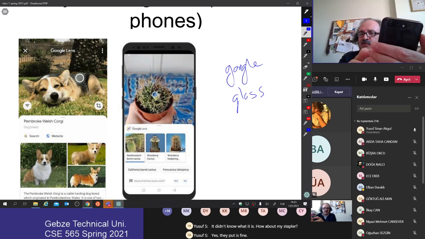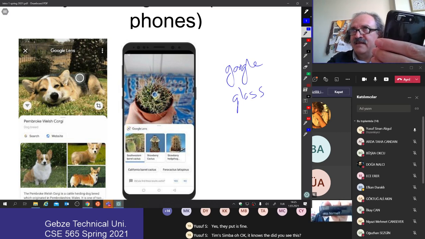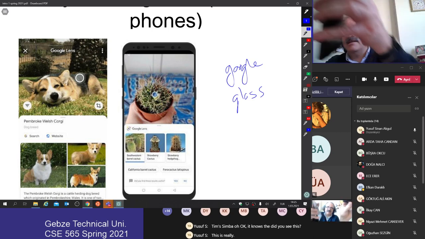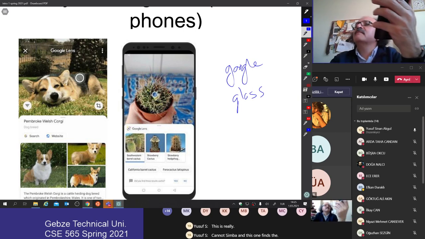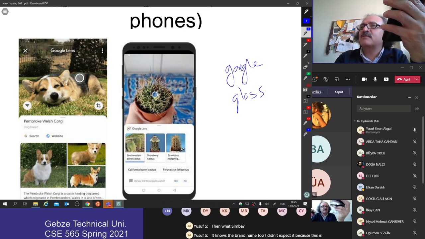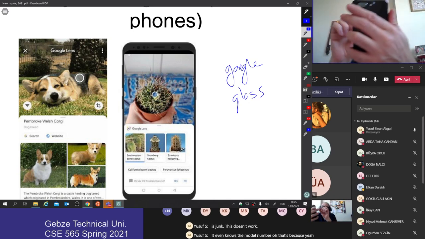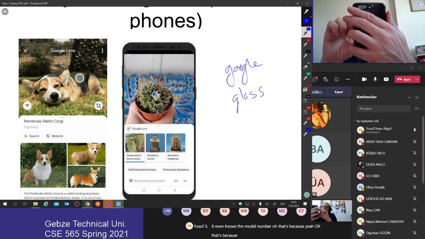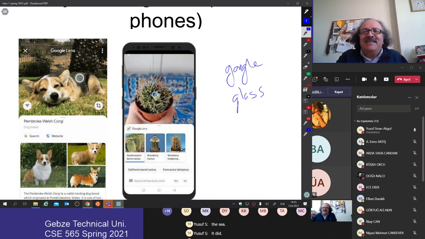Temas zımba. Wow, okay, it knows the brand name too. Did you see this? I didn't expect it because this is junk. This doesn't work. It even knows the model number. Oh, that's because it did the OCR and it found the name on top of it. Anyway, so they work very, very well.